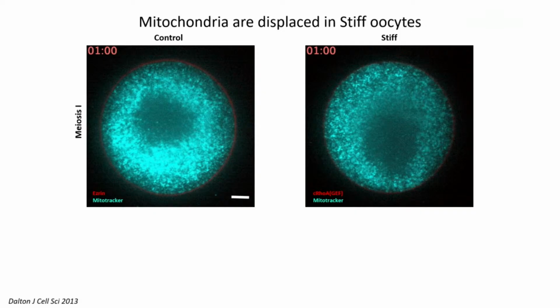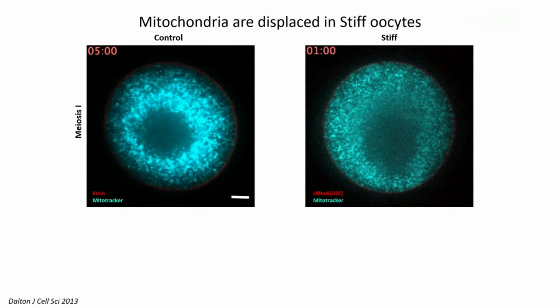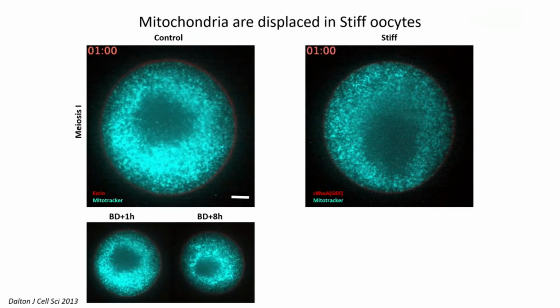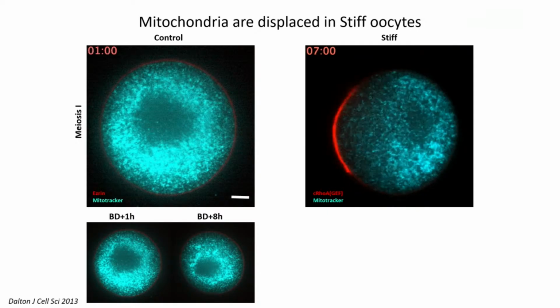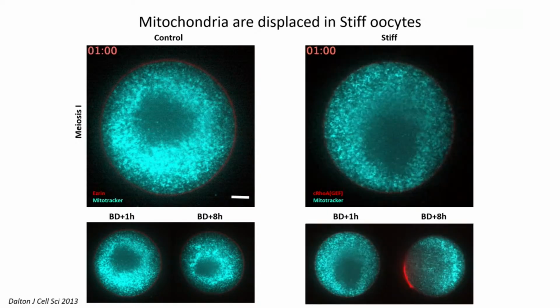So these are control oocytes 1 hour after nuclear envelope breakdown. The mitochondria are distributed throughout the cytoplasm, and this would be the hole where the spindle will form and the chromosomes are. And so you see that the division proceeds, and the mitochondria are going to gather around this spindle and be depleted a bit from the rest of the cytoplasm. So in stiff oocytes, mitochondria are also distributed through the cytoplasm, but then they are going to be pushed away from the polarized region, and they will be mainly localized in the other hemisphere of the oocyte.